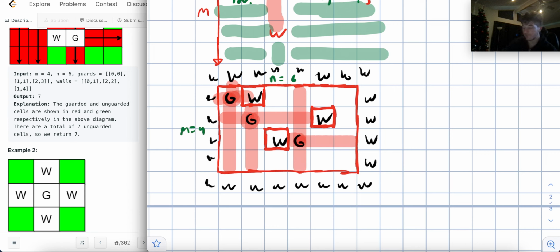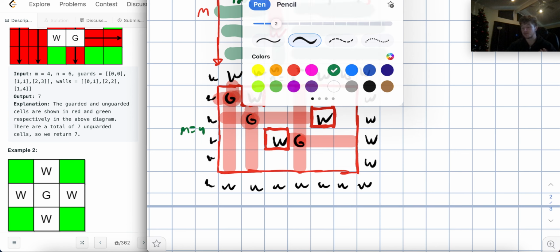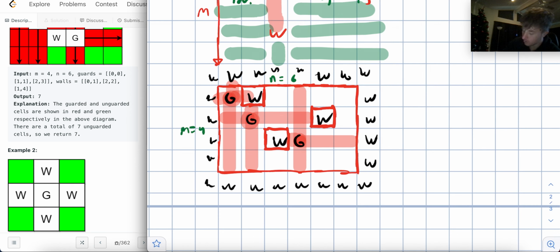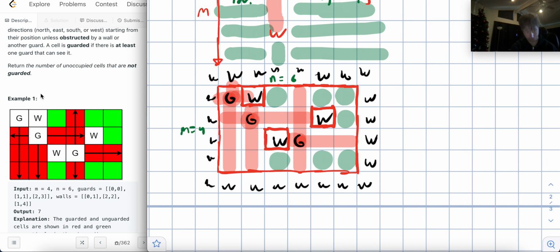Okay. So then the problem really just becomes, what cells are still not seen? We've looked at all the guards and calculated everything they can see based on what's in their way in all directions, and what is remaining. So this cell has nothing, this cell has nothing, this cell has nothing, this cell has nothing, this cell has nothing, this cell has nothing, this cell has nothing. So that results in 1, 2, 3, 4, 5, 6, 7. So the answer is 7.